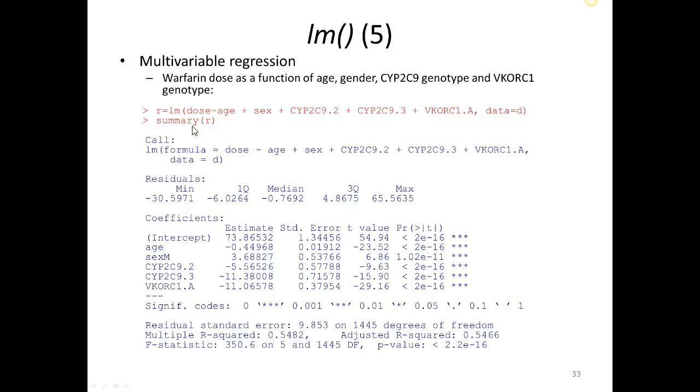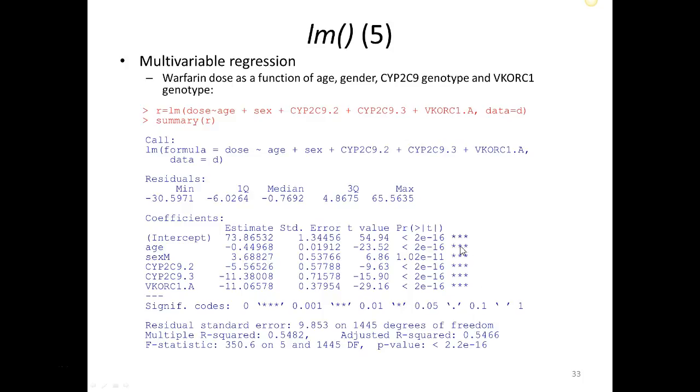And then if we write summary(R), we get this result, we get the formula, the residuals, and then we get the estimates for all of these. For age, we have this minus 0.449, which is almost the same as in the univariate model. We get that male gender increases the warfarin dose by 3.7 milligrams per week. That having one mutated allele in CYP2C9 star 2 will give 5.6 milligrams less per week. And if you have one mutated CYP2C9 star 3 allele, you will have 11.4 milligrams less. And then we have VKORC1, where also one mutation will lead to around 11 milligrams less warfarin per week.